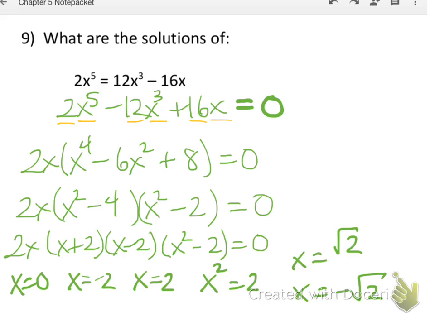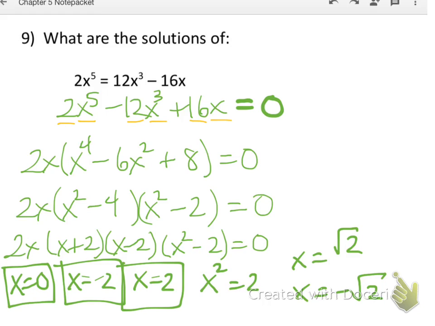So the other thing I want to point out is that we have 1, 2, 3, 4, 5 solutions. We're going to talk about this more in a few days, but the number of solutions is always directly related to the highest exponent, the degree. So the degree of your polynomial is going to tell you how many solutions you should have.